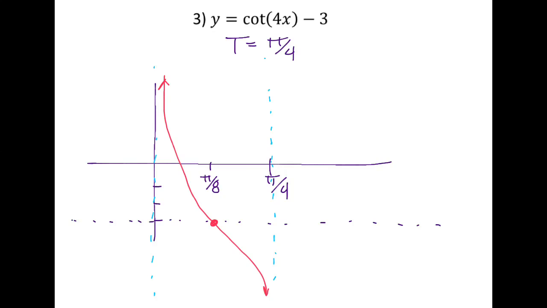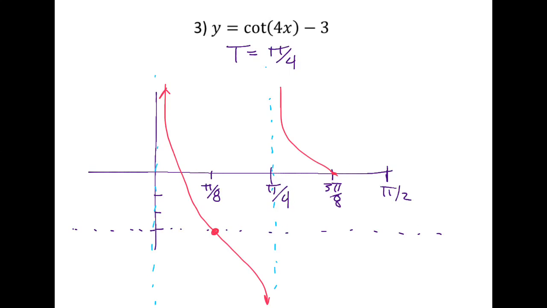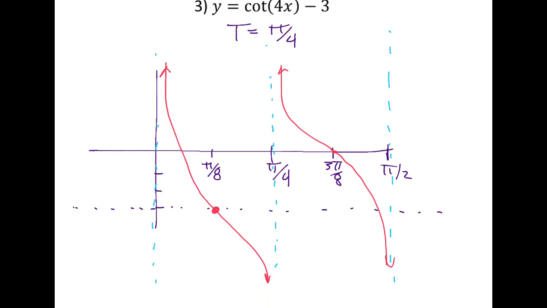And so now let's do another period. So let's label this distance, instead of pi over 4, we'll call it pi over 2. And we'll call this 3 pi over 8. And then it's going to follow the same exact pattern. It's going to start up and it's going to come down like that. And so we should have another asymptote right there at pi over 2. And we're done! That was quick, and actually I put my 0 in the wrong spot, so we're not done.